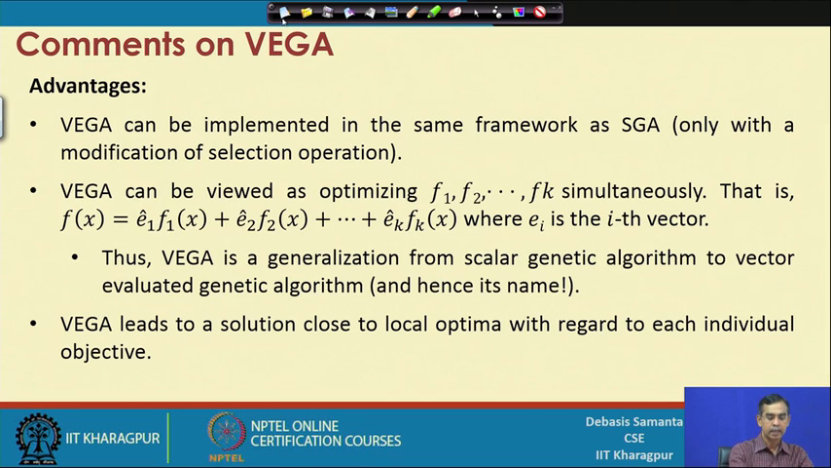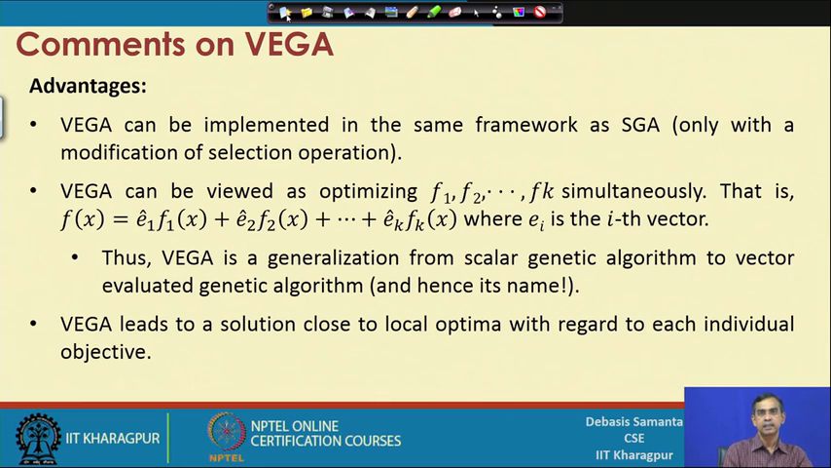Scalar means if we multiply f1 by w1, f2 by w2, and fk by wk, and if we consider w1 equals w2 equals wk, then it is basically a scalar genetic algorithm. But it is not scalar, it is basically a vector approach, and each component of the vector is excellent with respect to that component only.